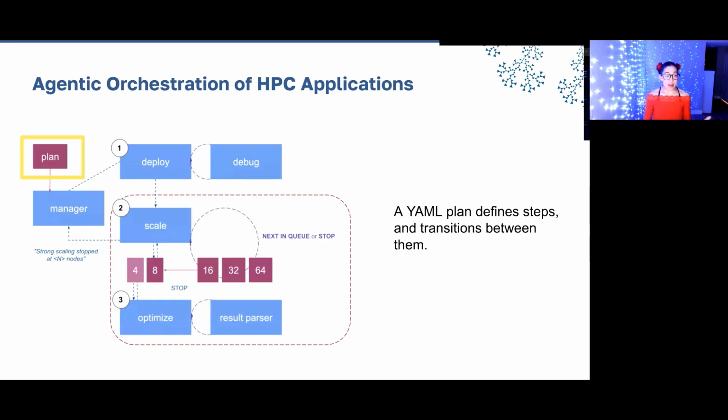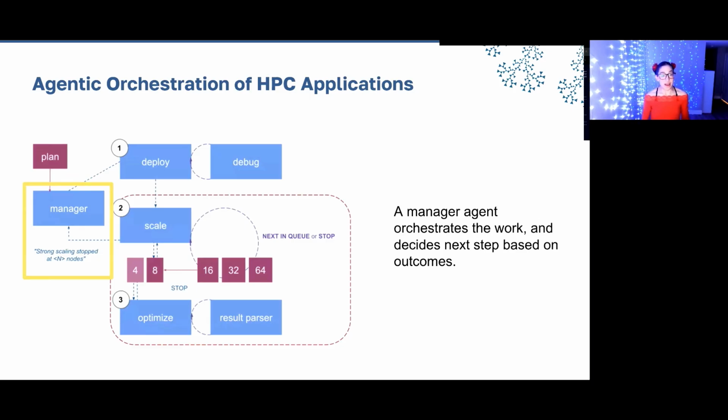So what does that mean? Well, we start with a plan. This is a YAML file that essentially has the prompt. It maybe has some level of control where we define the agents that we want to use. We want a deploy agent that's an expert at deploying an application. We want a scaling agent, an optimization agent, and then helper agents such as a debug agent and a result parser. Now we give the plan to a manager agent.